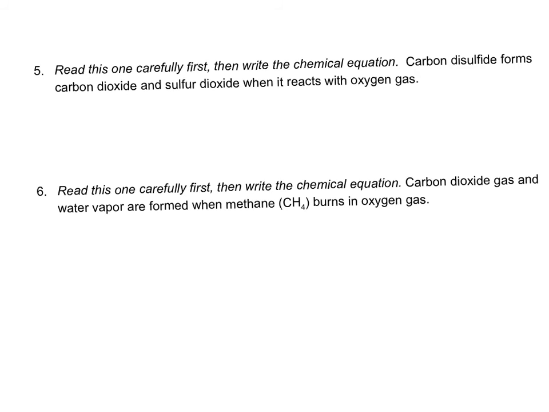All right, so we're going to take carbon disulfide and it's going to form carbon dioxide and sulfur dioxide when it reacts with oxygen gas. In other words, the carbon disulfide is going to react with the oxygen gas to form carbon dioxide and sulfur dioxide. We need to be a little bit careful when we're solving this because we need to see that part of what's reacting comes at the end of the sentence. So oxygen gas reacts with carbon disulfide.